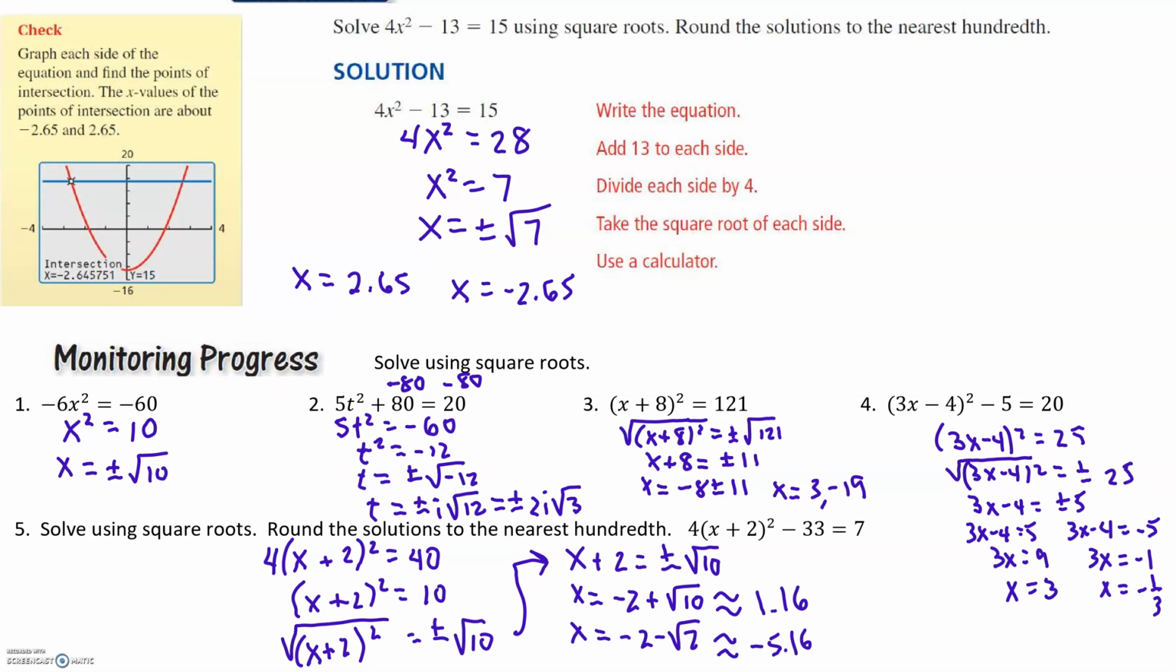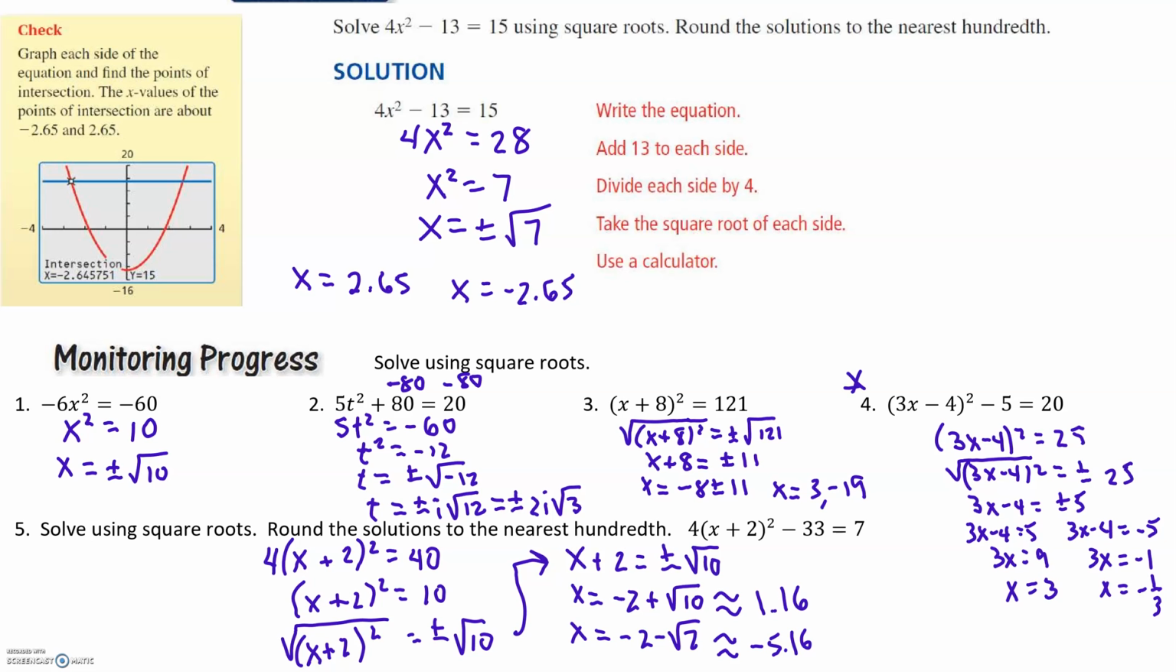Number 3, we have x plus 8 squared equals 121. Notice we've got a binomial squared. So we can take the square root of both sides, and we get x plus 8 equals plus or minus square root of 121. But the square root of 121 is 11. So we have x equals -8 plus or minus 11. -8 plus 11 is 3. -8 minus 11 is -19. So we have those two solutions. x equals 3, x equals -19.